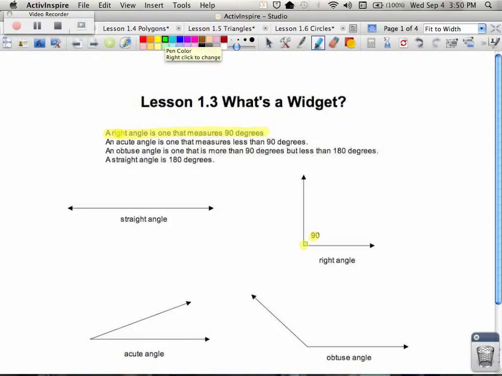The second thing is that we have an acute angle, and that's one that's in between 0 and 90 degrees. And as long as you have a degree measurement there, or you see that it's less than 90 degrees, that would be your acute angle.